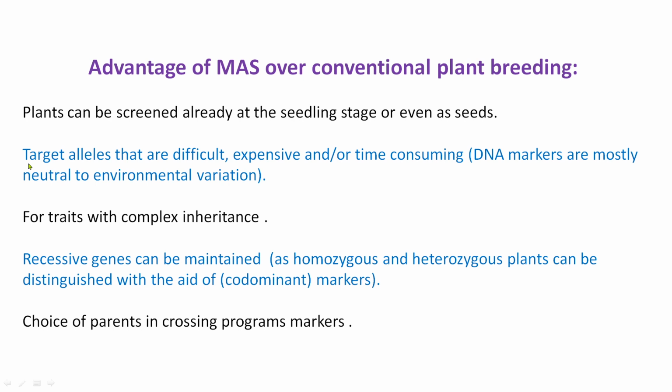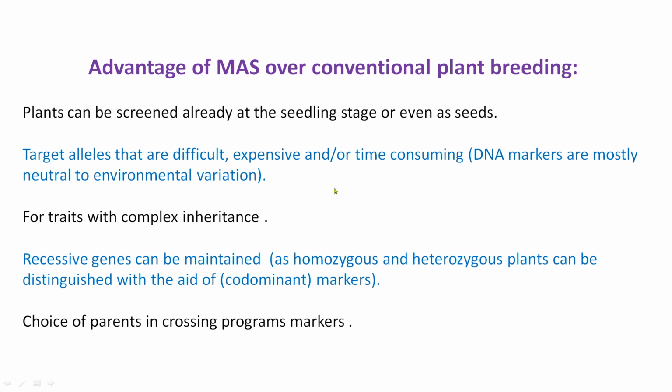The second advantage is that selection of difficult and expensive traits can be achieved. For example, polygenic traits, which are influenced by environmental effects, can be selected with the help of marker-assisted selection, which has better chances of accuracy for such traits. Next is traits with complex inheritance, which also includes polygenic traits having high environmental effect and those with low heritability and genetic advance. The next one is that recessive genes can be maintained.